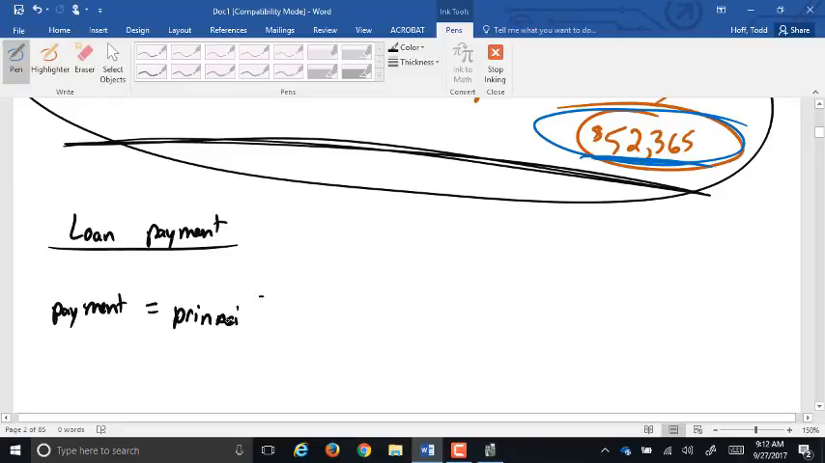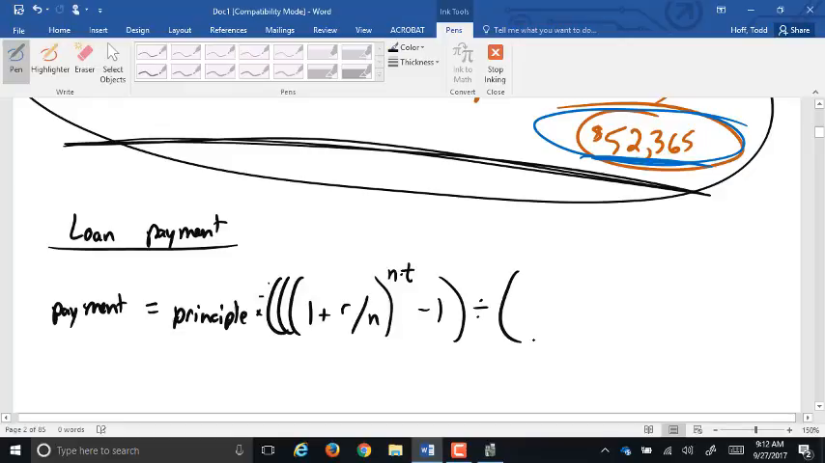Principal times, still 3 parentheses, your rate, 1 plus your rate divided by the number of periods, to the power of n times t, minus 1. This still looks pretty familiar. Here's where it starts to change. It's still r divided by n, but then times 1 plus r divided by n to the power of nt again.